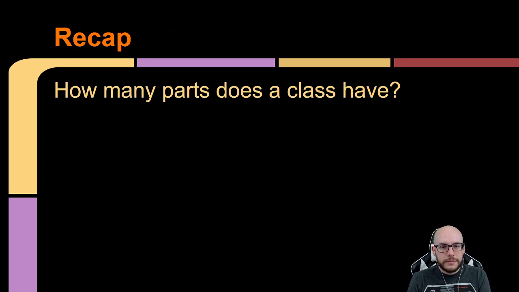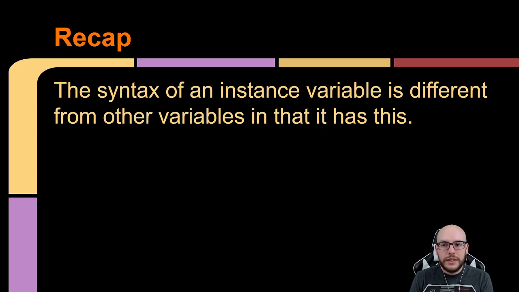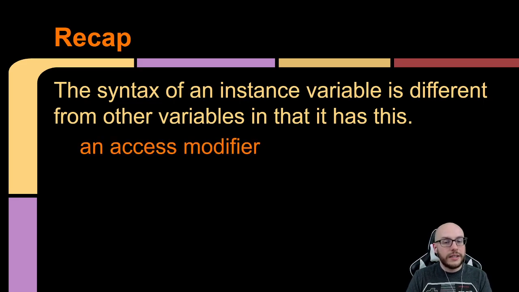So let's recap. How many parts does a class have? Our answer here is 4, but can you name all 4? We're going to have a class header, instance variables, constructors, methods. The syntax of an instance variable is different from other variables in that it has this. I told you I was going to ask this question, and almost every student is going to go private. What I want you to say is an access modifier.